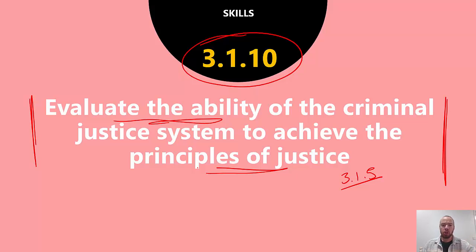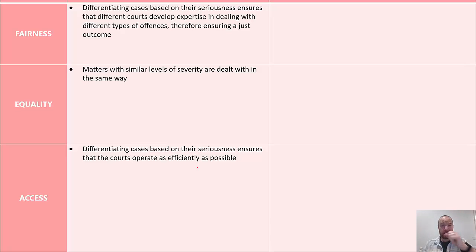So every bit of content that we go over in our videos will have this table in it where we put in a little bit of content around how the content that we've just learned achieves the principles of justice, or if we had anything over here, it would be doesn't achieve. Because when we are evaluating something, we are looking at strengths and weaknesses, goods and bads. So just a few points here.